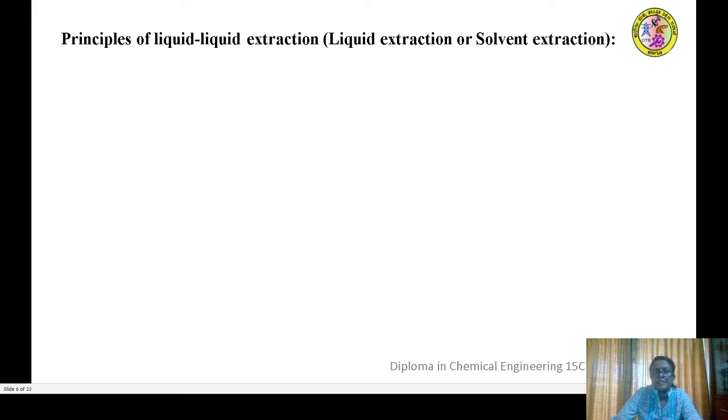Okay. Now let us concentrate on liquid-liquid extraction, which is also called liquid extraction in short, or sometimes it is also termed solvent extraction.